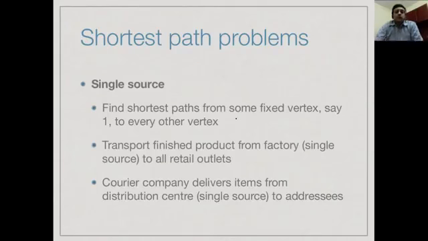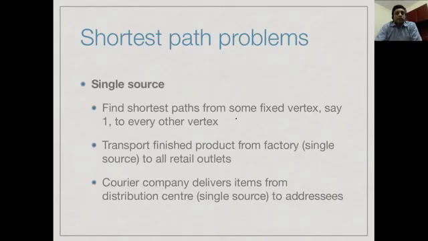So we can ask two types of questions regarding shortest paths. One is the so-called single source problem. In the single source shortest path problem, we have a designated place from where we start all our paths, and we want to find the shortest distance to every other vertex. Now this has very natural applications.